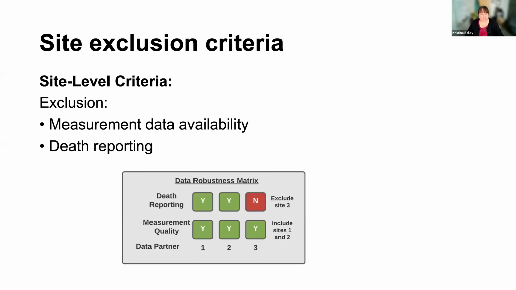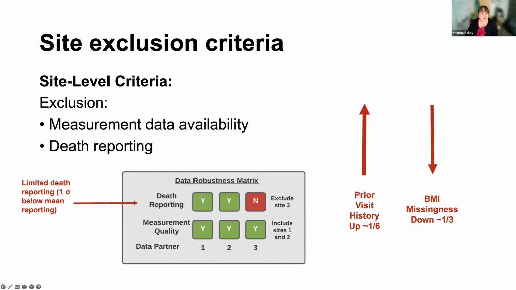So to talk about that in a little bit more detail, the rationale behind site exclusion criteria is to make sure that data availability at a site level is consistent throughout the entire cohort. So we set minimum thresholds for data density in the measurement domain to increase the ability to have complete data. If a site had limited death reporting, which we defined as being 1 standard deviation below mean reporting, or insufficient measurement reporting to calculate a BMI, if this was 1 standard deviation below mean reporting, we would exclude that site. By doing that, we were able to increase prior visit history by 1/6 and decrease data missingness by 1/3.